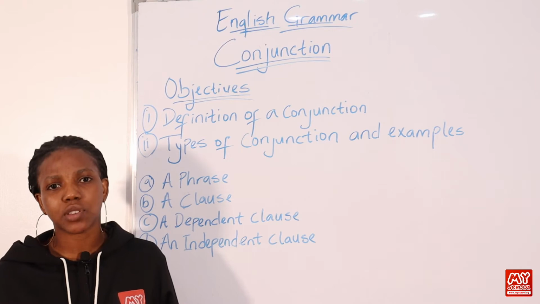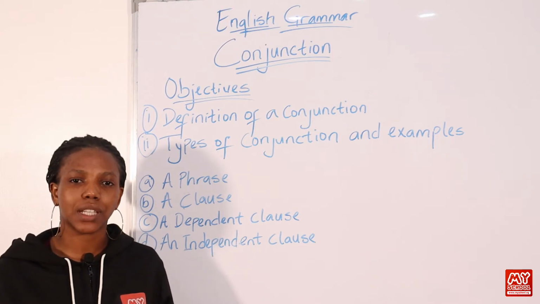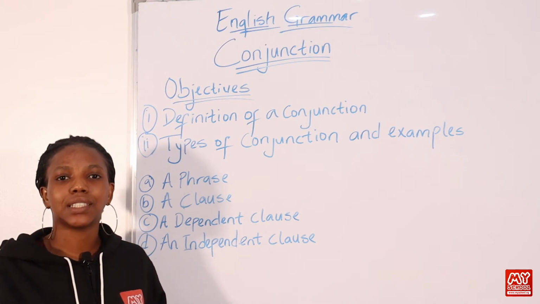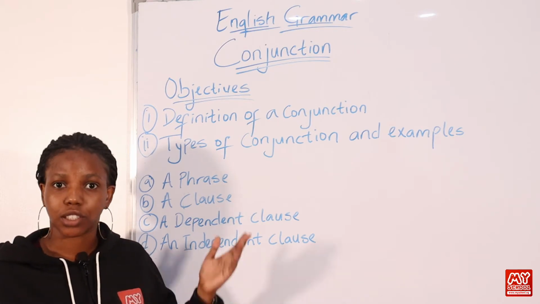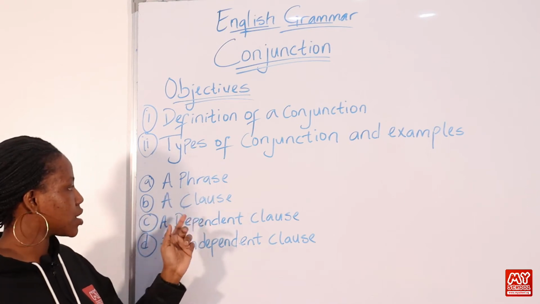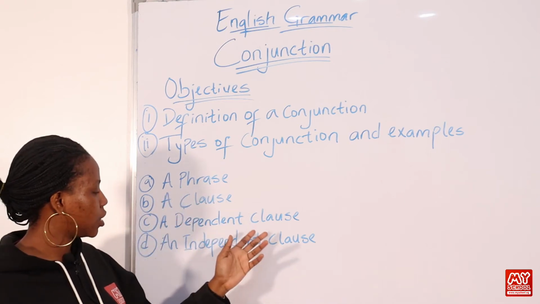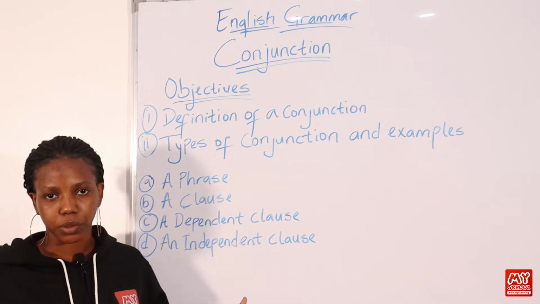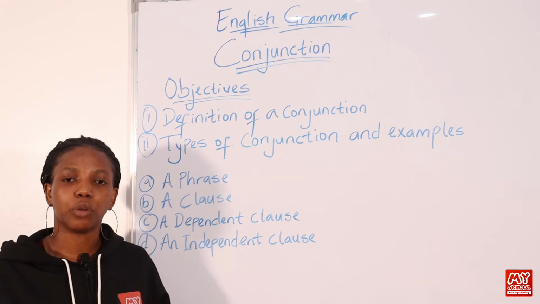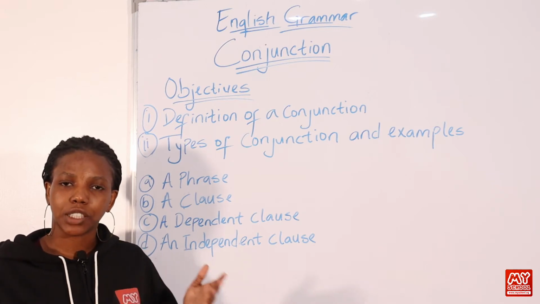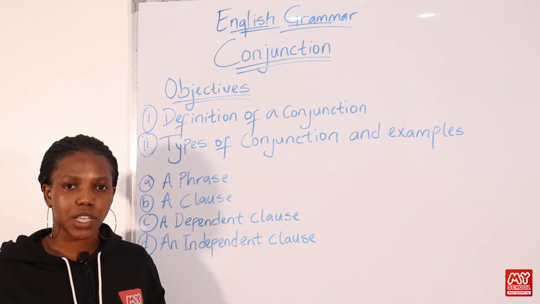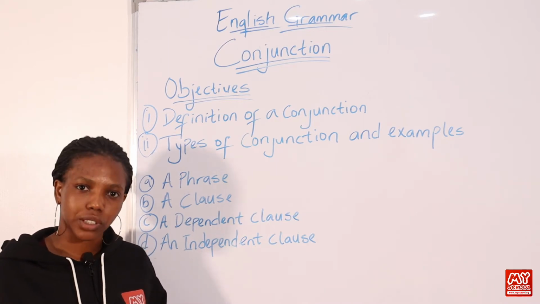But then before we proceed to the definition, we need to understand some terms or some terminologies to better understand the topic for today's lesson, the conjunction. So what are these terminologies? A phrase, a clause, a dependent clause, an independent clause. Now you need to understand these terminologies because I'll be using them in the explanation of today's topic. Now I'm going to keep it short and brief just for this course.